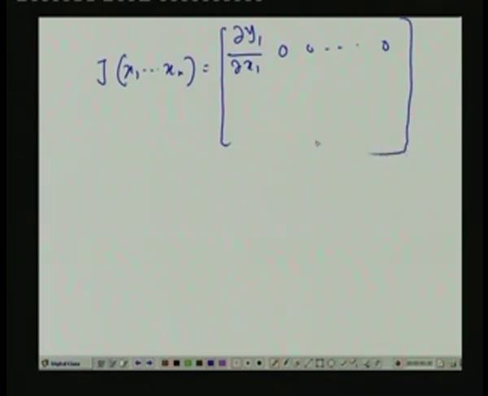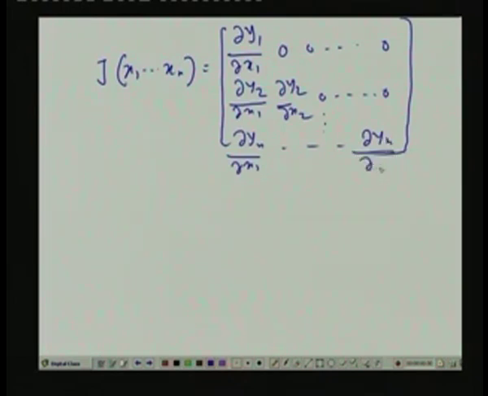Okay, because y1 does not depend on x2 to xn, so the corresponding derivatives are 0. Then y2 is a function of two random variables x1 and x2, so we have del y2 by del x1, del y2 by del x2, and then zeros. Finally, del yn by del x1, up to the last term, del yn by del xn. So it is a lower triangular matrix. Okay, so the determinant is given by just the product of the diagonal elements, because the upper half is 0.